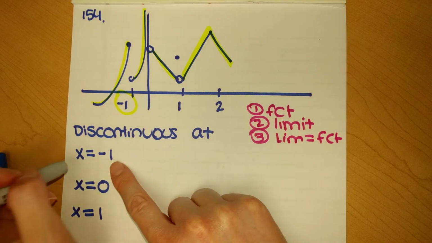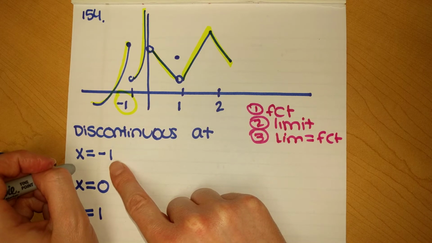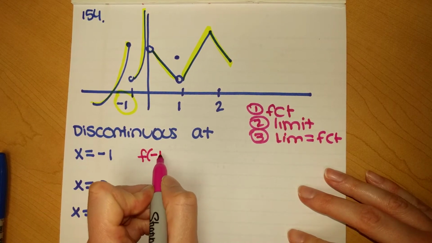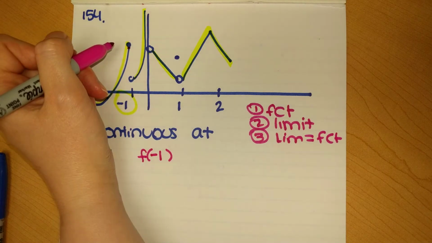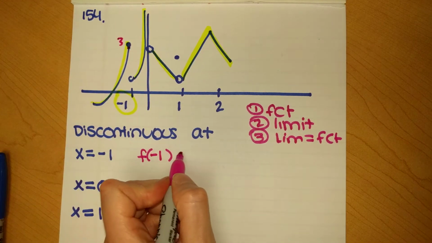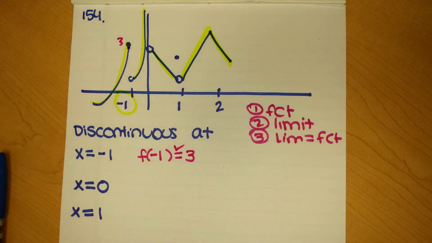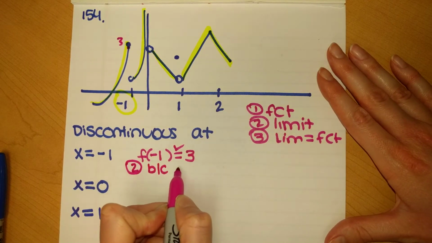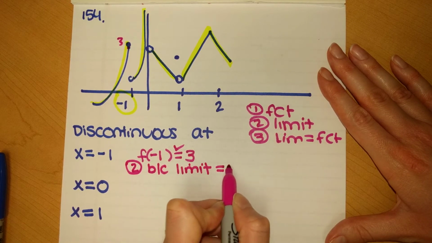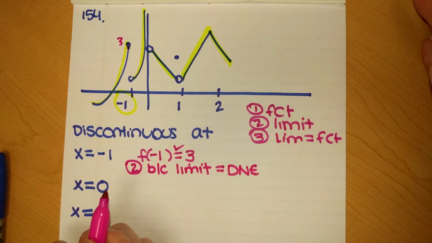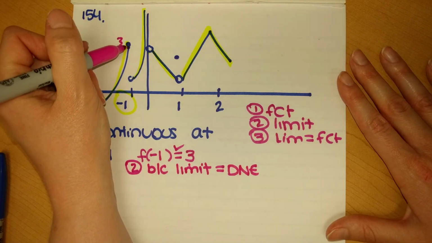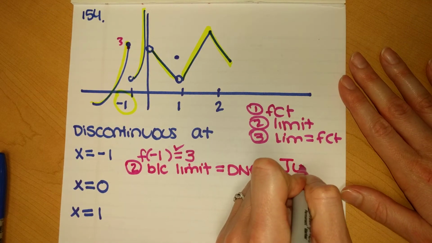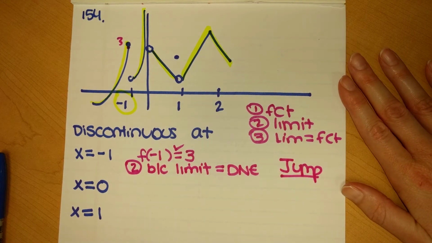If you look at -1 here, you have a function value. f(-1) is equal to this value, which they are showing as 3. So f(-1) exists, it's equal to 3, so part 1 does not break down. Part 2, though, does break down. The condition that is not being satisfied here is condition 2, because the limit is DNE. Why is the limit DNE? The reason is the jump in the graph. So this would be a jump discontinuity.